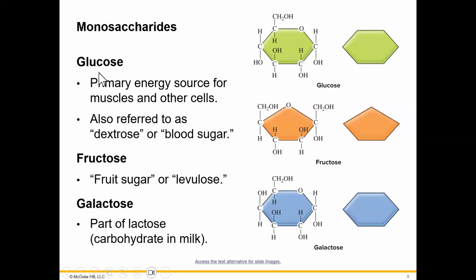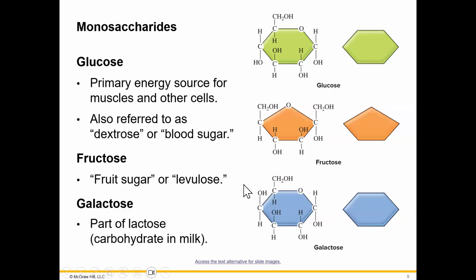I want to make sure you understand also that the suffix "ose" means sugar. So you have glucose, fructose, galactose, maltose, sucrose, lactose. Anytime you see that suffix ose, it's going to mean sugar, a type of simple sugar. Fructose is the second type of monosaccharide, known as your fruit sugar. It's naturally found in fruits. And then you have galactose, which is the simple sugar that is in lactose.